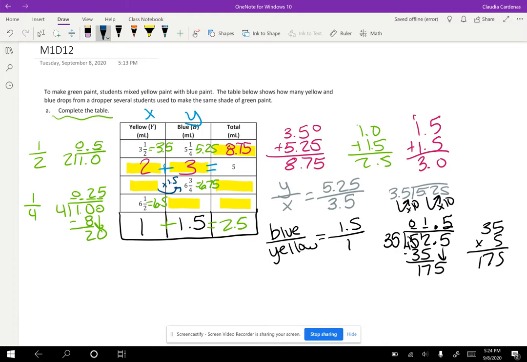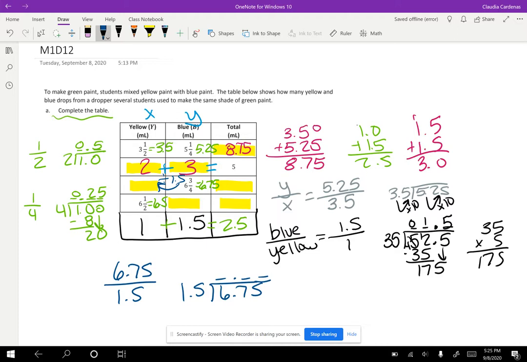So how can I actually use that to find the missing number of yellow paint? Well, we have to do the opposite. So instead of multiplying by 1.5, we're going to divide by 1.5. So I'm going to show my arrow this way and that we are dividing by 1.5. So 6.75 divided by 1.5. Remember, our bottom number is our divisor. Our top number is our numerator or our dividend.